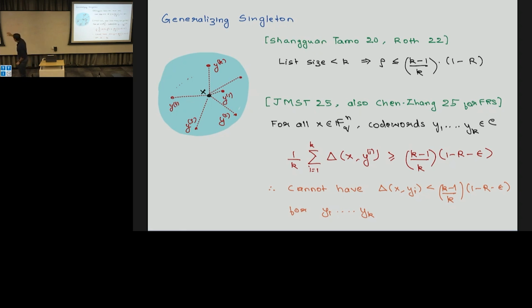By the way, this Chen and Zhang paper from 25, as I mentioned, also shows this for folded Reed-Solomon codes. But again, the problem there is you need these really large symbols, of size n to the 1 over epsilon squared, for every symbol. And this one doesn't need it.